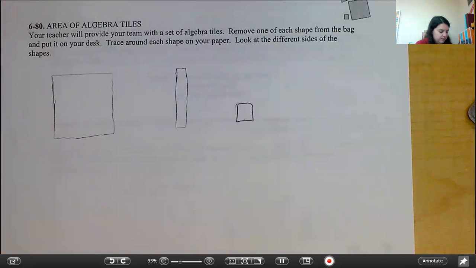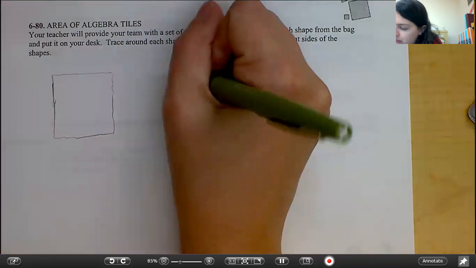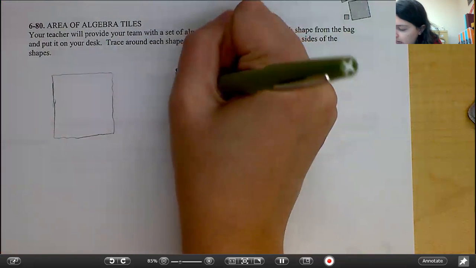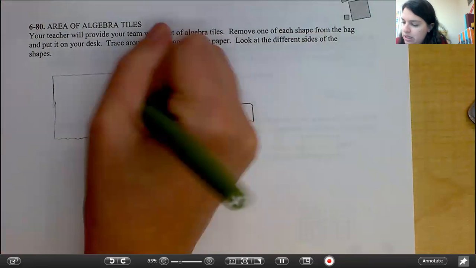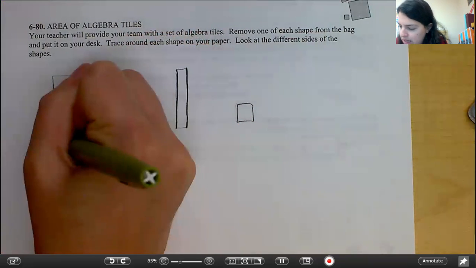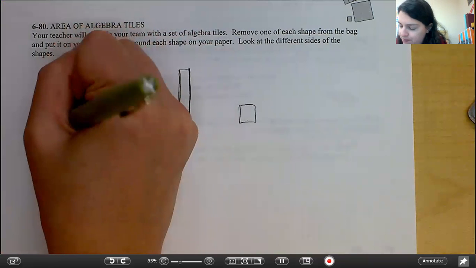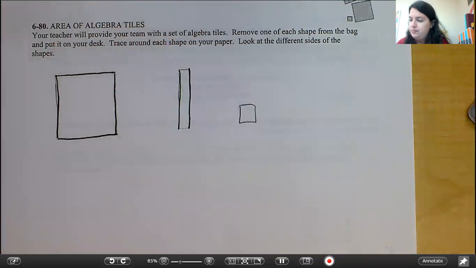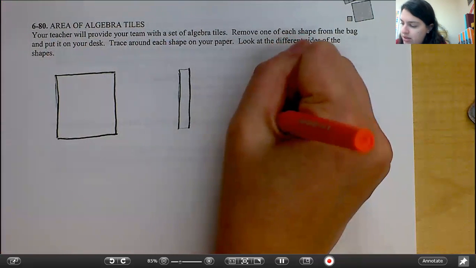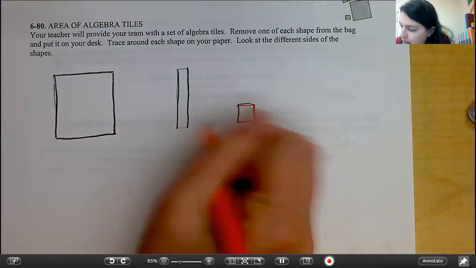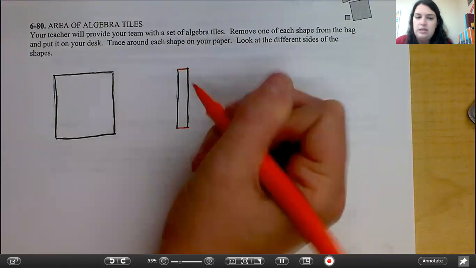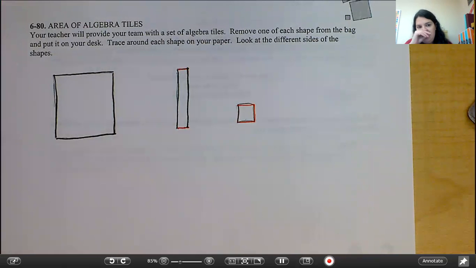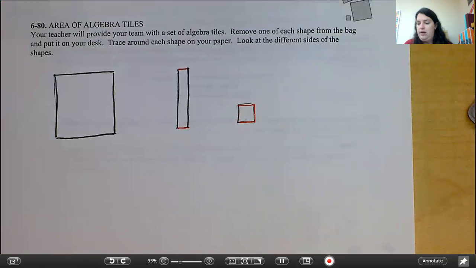So I'm just going to take a couple colors here, and we're going to do a little bit of color coding. This length and this length on your rectangle are the same, which means that it's also the same as every side of your square, if you notice that. As for our unit tile, it's a square, so they all have the same side length. And that side length is also the ends of your rectangle. If you put these side by side, you could see that as well. It might help you out a little bit.